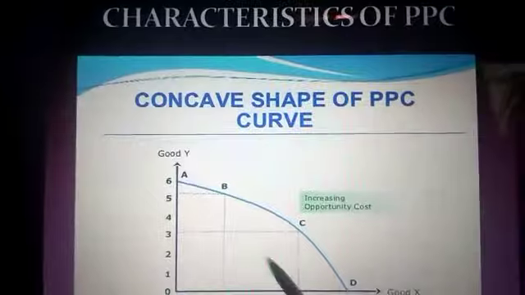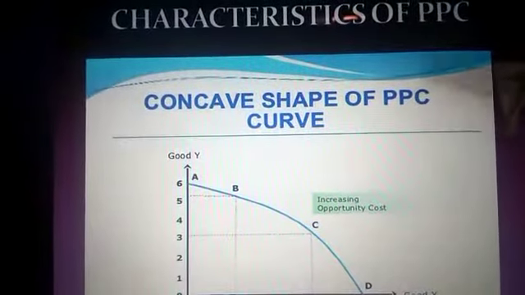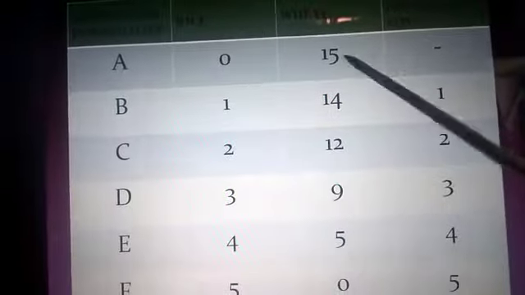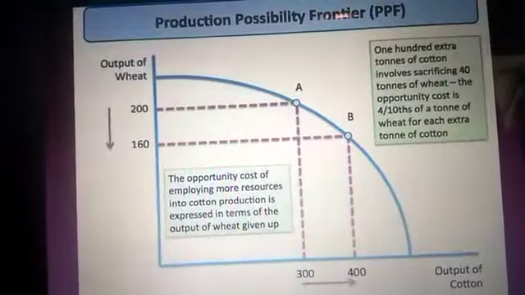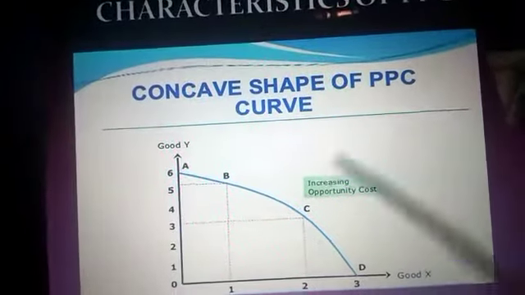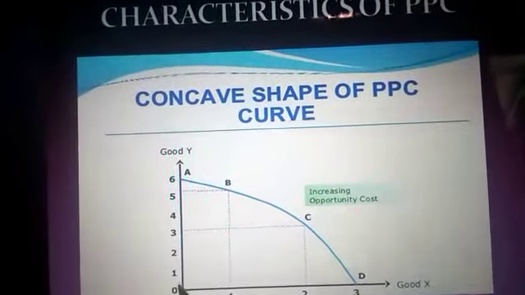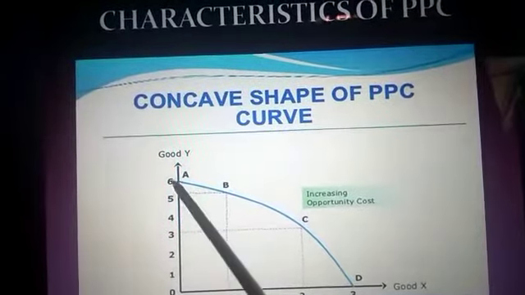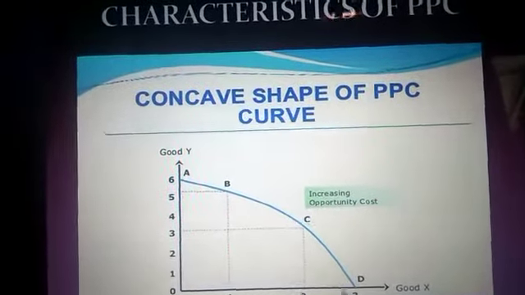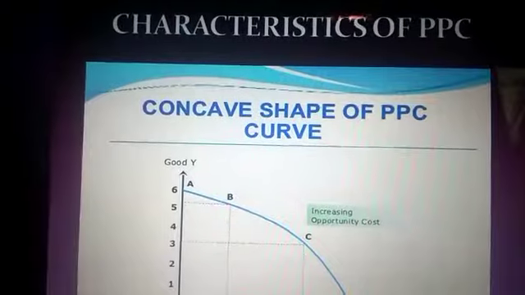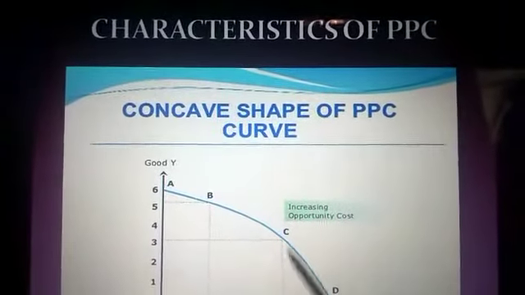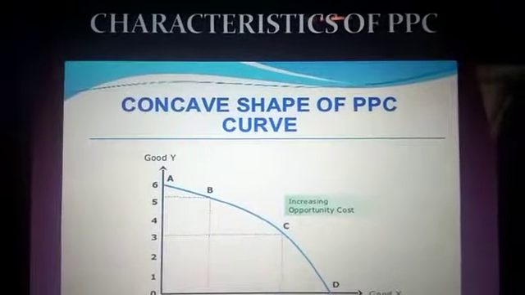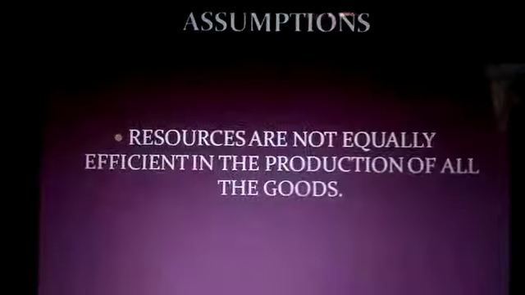Had both increased, the graph would have been upward sloping. Had both of them increased, 0, 15, 1, 16, 2, 17, 3, 18, the shape of the graph would have been upward sloping. Since when you increase one, you have to decrease the other, that is why the shape of the curve is downward sloping or a negatively sloping curve. And the concave nature is because of the increasing opportunity cost.